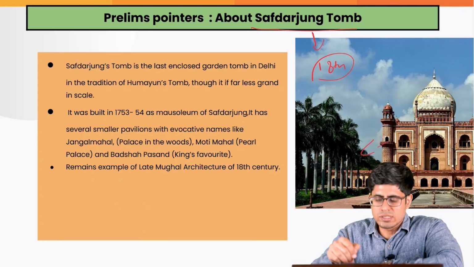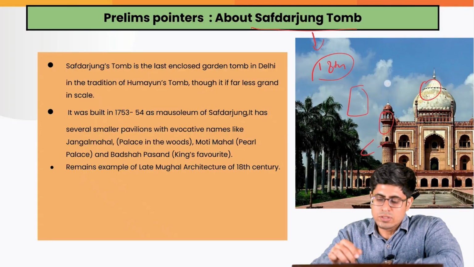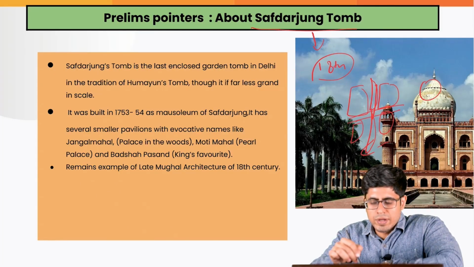They might ask what it is made of. Of course, it is made of white marble as well as red sandstone, as we can see in the image. Also, it is formed on the basis of the Charbagh style of Mughal architecture, where they had water channels in between these four-part patterned layouts of the garden.